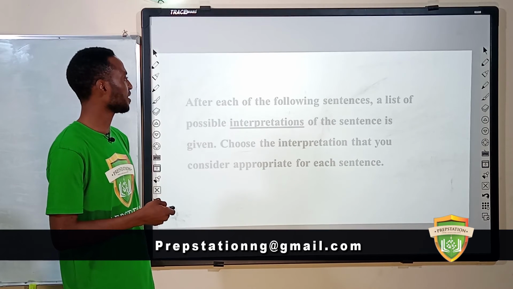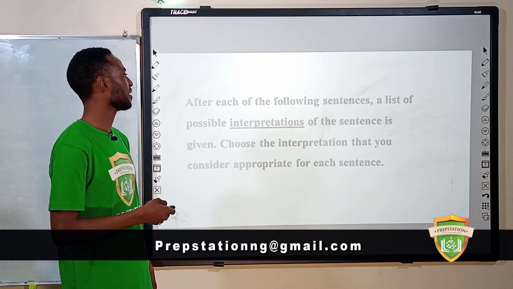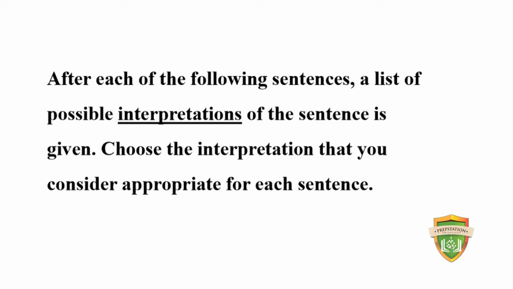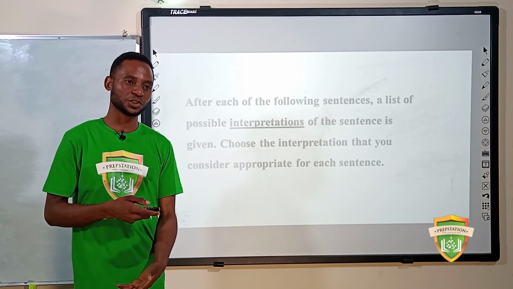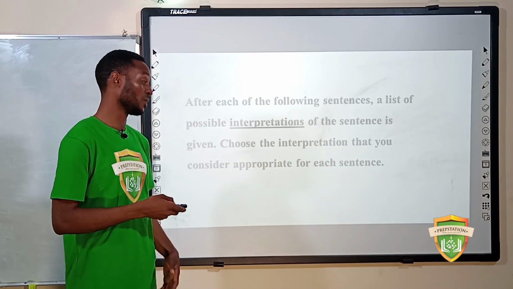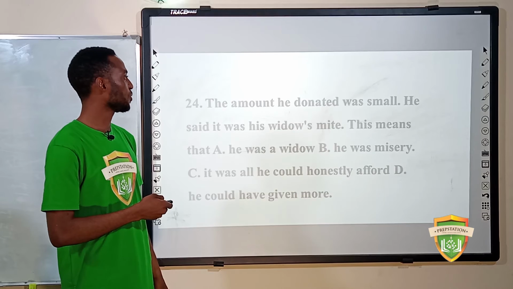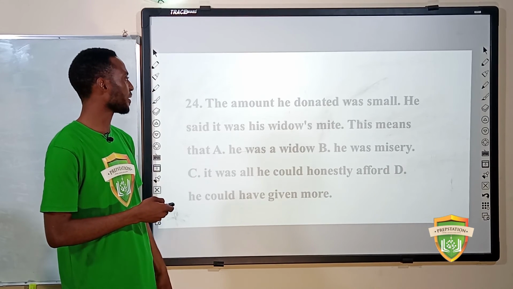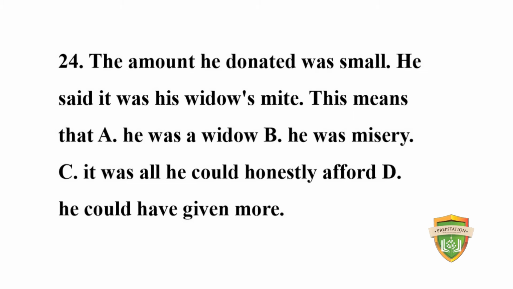All right, another question that I want us to look at will be on this instruction. It says, after each of the following sentences, a list of possible interpretations of the sentences is given. Choose the interpretation that is considered appropriate for each. So they will pick out an expression and you interpret it. They'll still give you options, so you choose the one that you think is correct. The amount he donated was small. He said it was his widow's mite. Of course, widow's mite is an idiomatic expression.